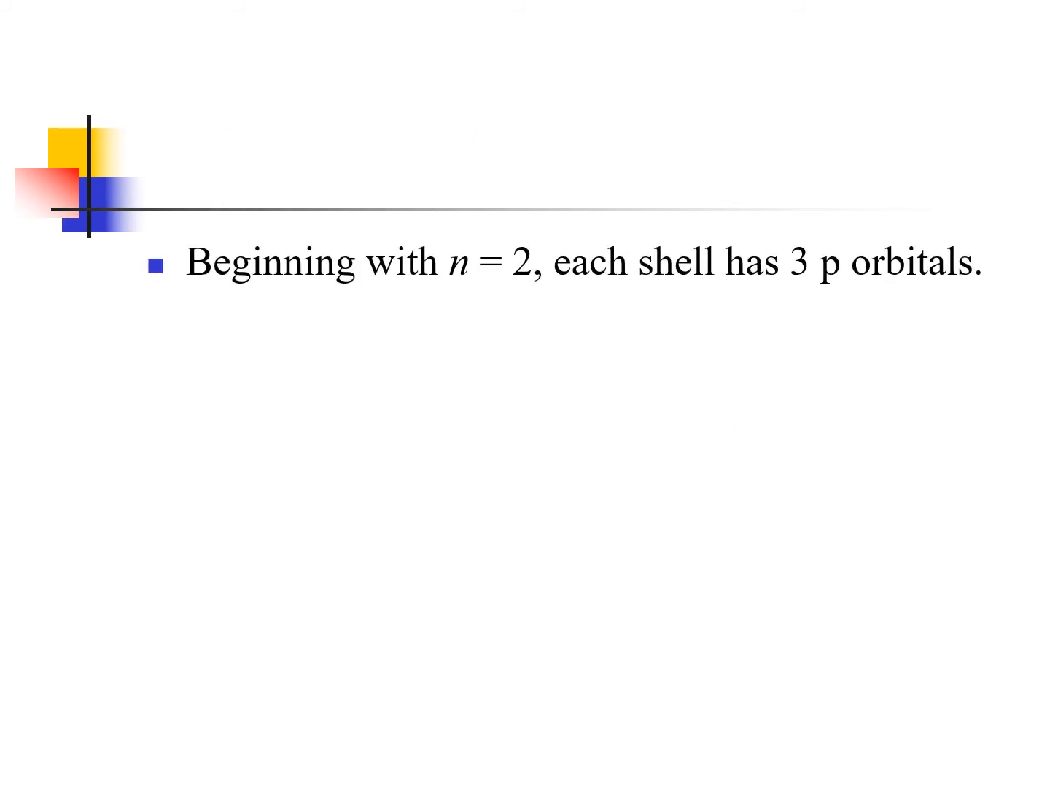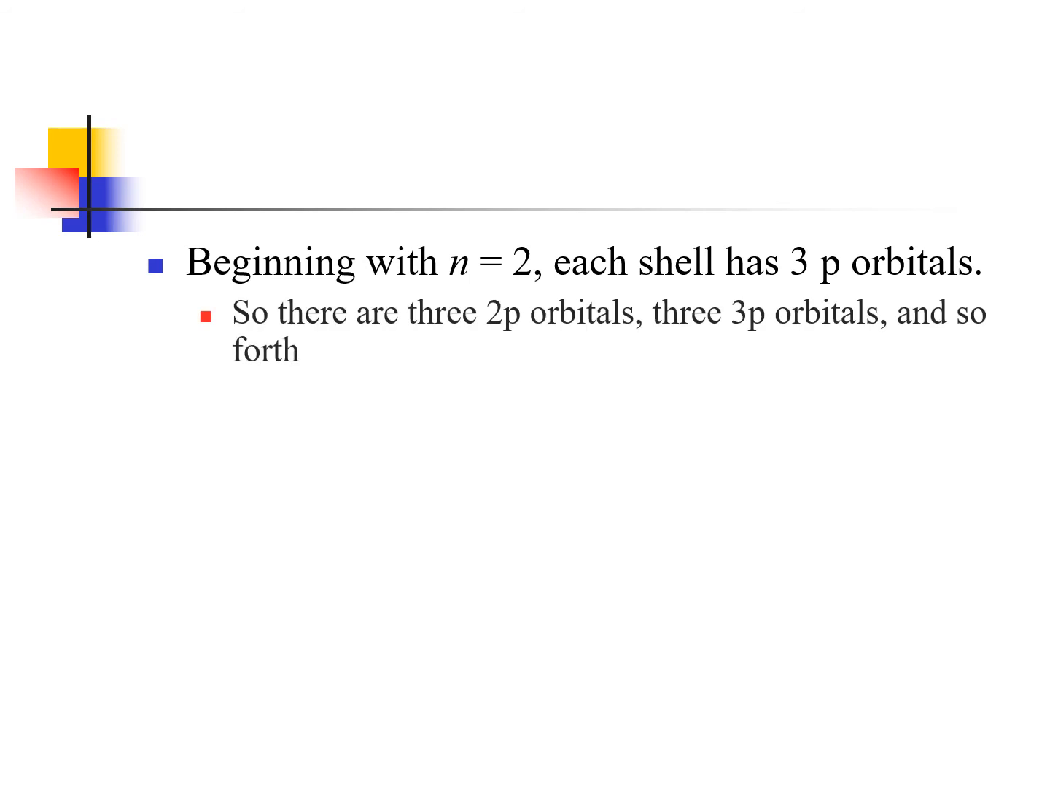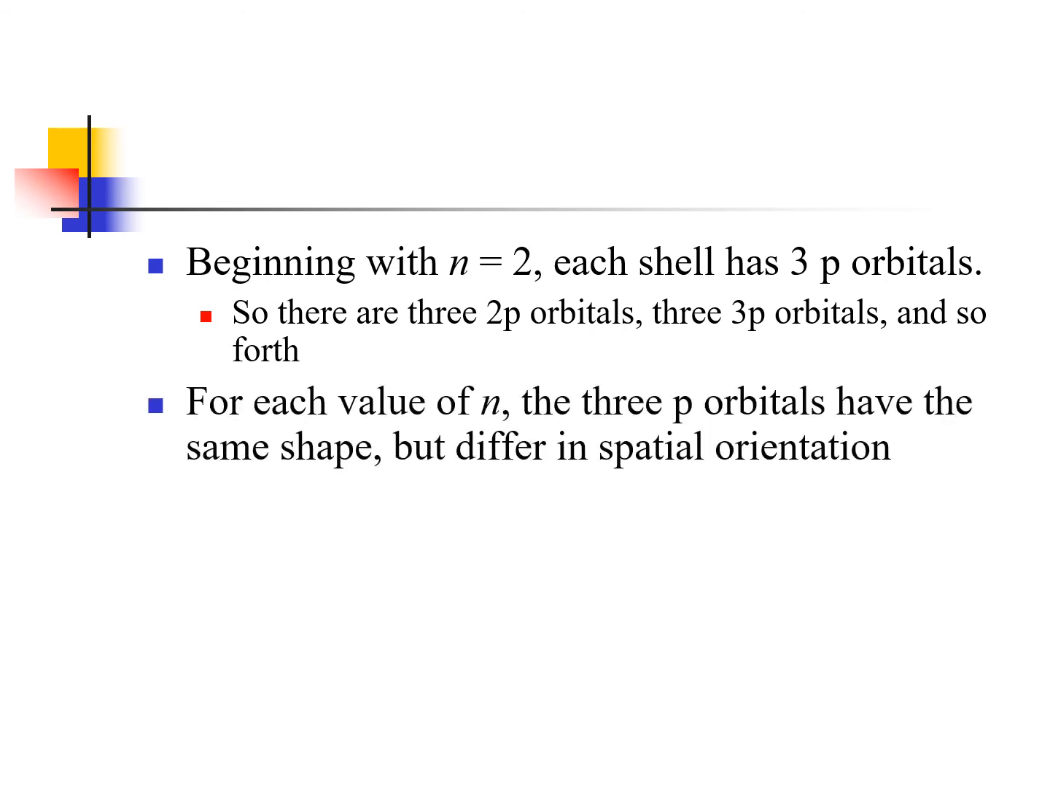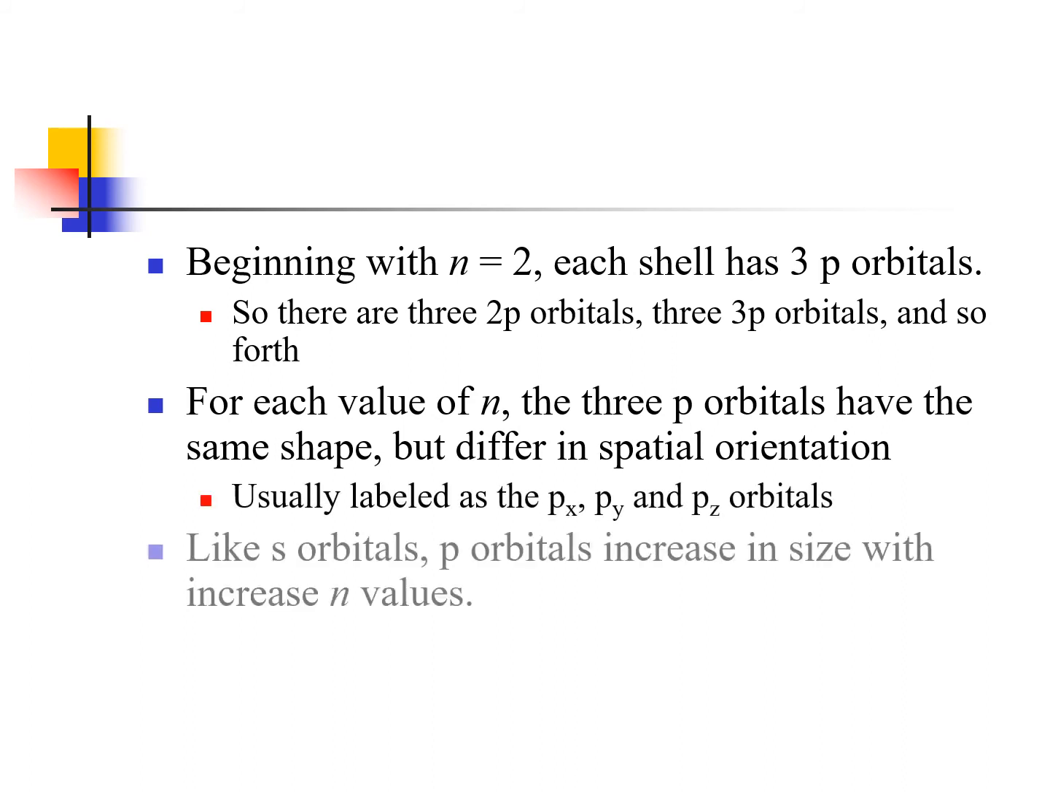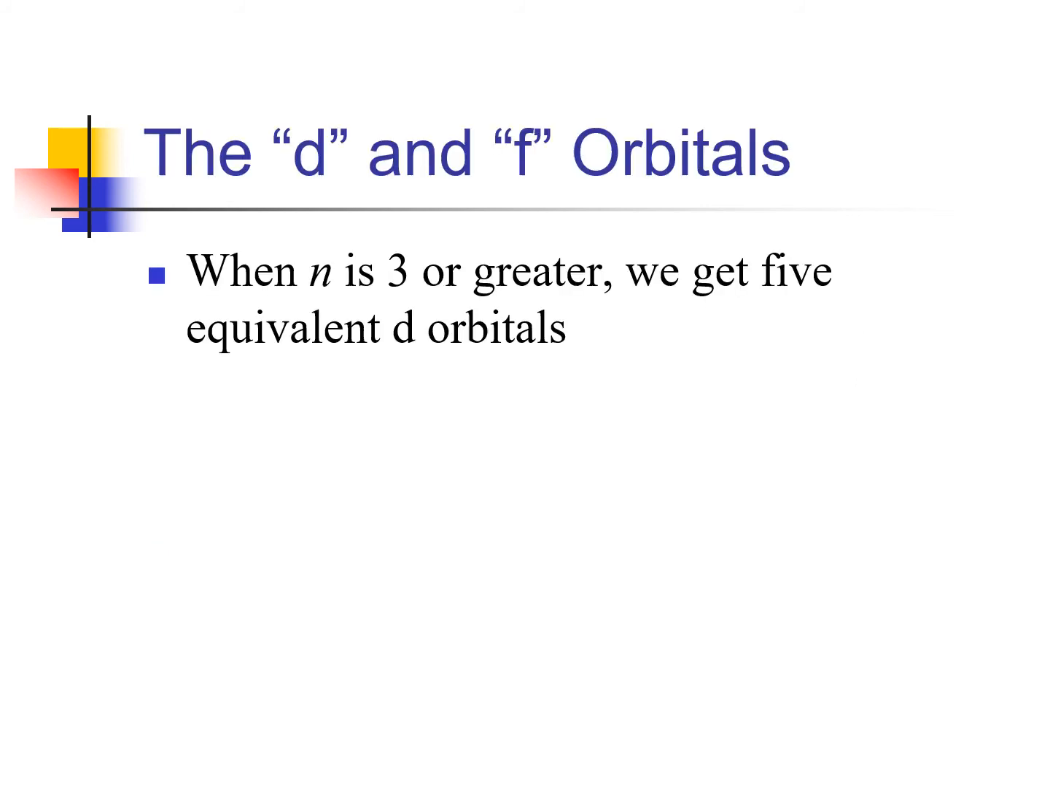Beginning with the second energy level, each shell has 3 p orbitals. So there are 3 2p orbitals, 3 3p orbitals, 3 4p orbitals, and so on and so forth. For the same value of n, they have the same shape but different spatial orientation, meaning they're oriented along the x, y, and z axes, and that's what we see there. And again, they increase in size with increasing n values.